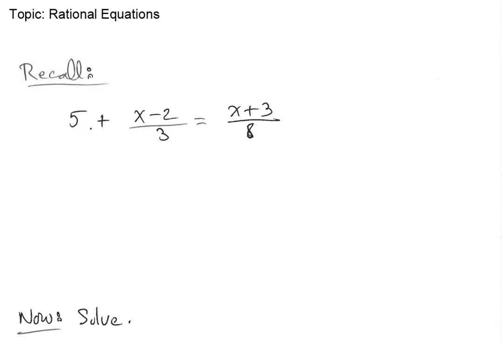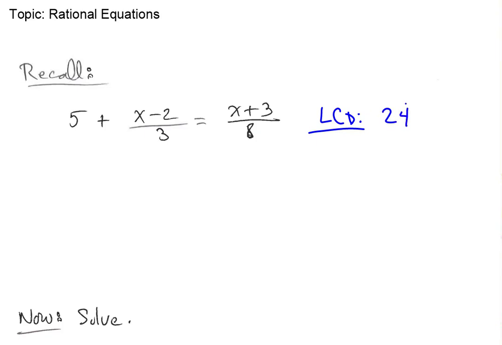We have 5 plus a fractional term where the numerator is x minus 2 and the denominator is 3, and then equals another fractional term where the numerator is x plus 3 and the denominator is 8. In a case like this, which again we've done in the past, we used a method called clearing the fractions. To remind you of how that worked, we'd have to find the least common denominator first. So for 3 and 8, of course, that would be 24.